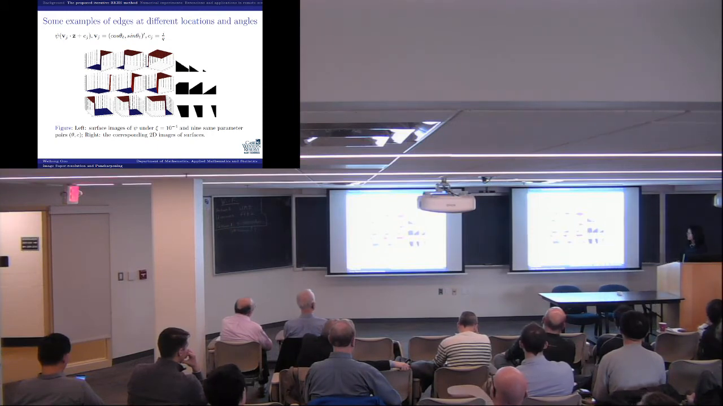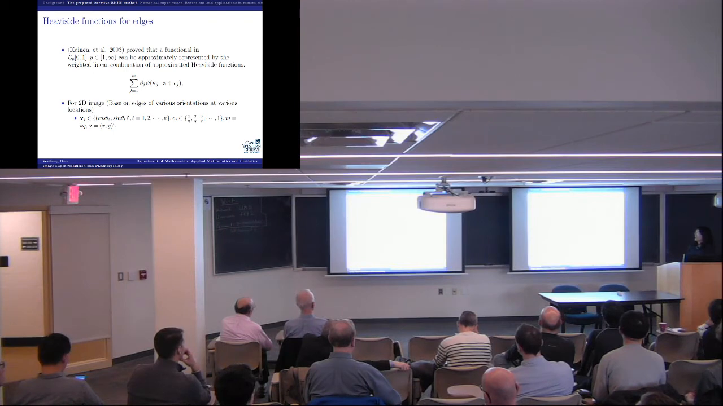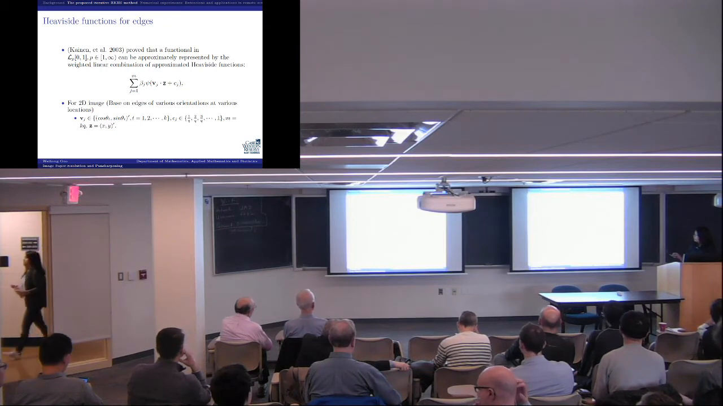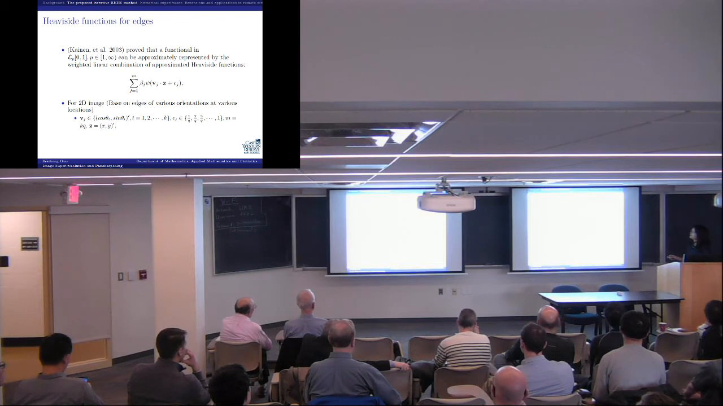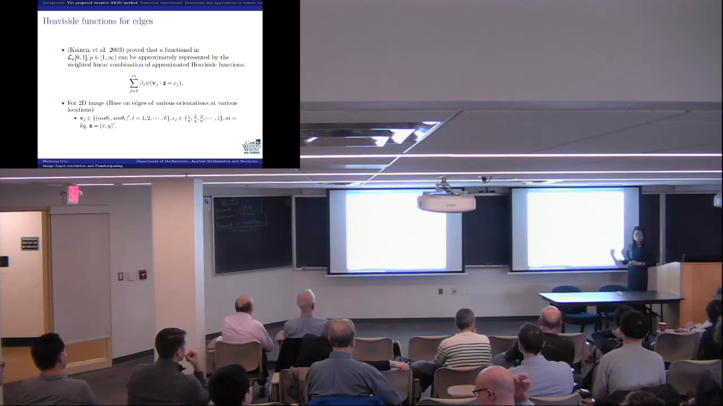All right, so Heaviside functions for edges. What is the theoretical backup for that? The theoretical backup is in a 2003 paper by Kane, where they proved that a function in Lp can be approximated by this. You could take a linear combination of these, and you will be able to represent something in Lp.